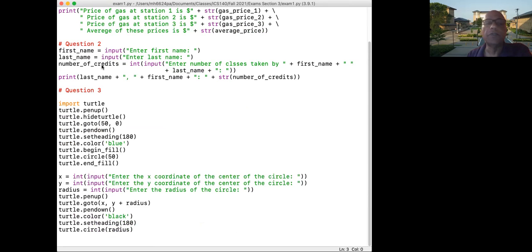And then you wanted to prompt the user to enter the number of classes taken by this person. So you concatenate the first name and last name, and that is essentially what you display. And then you read the input as an integer and store it in number of credits, and then you print out the information of the number of classes actually. So this is a bad name. It should actually be number of classes, not number of credits.